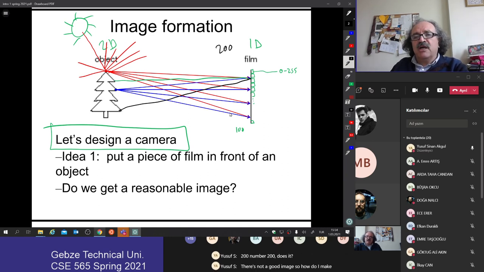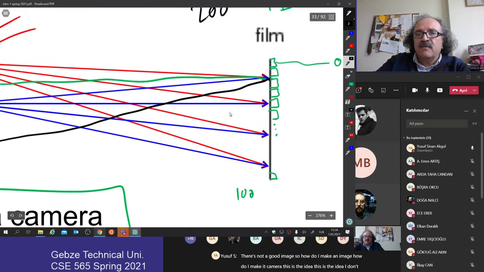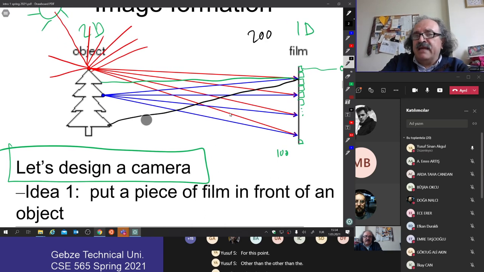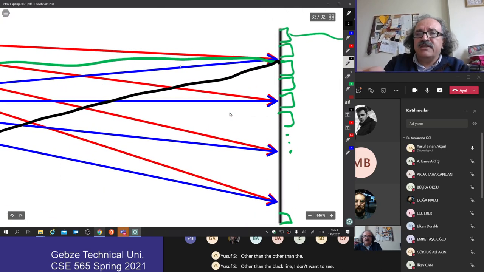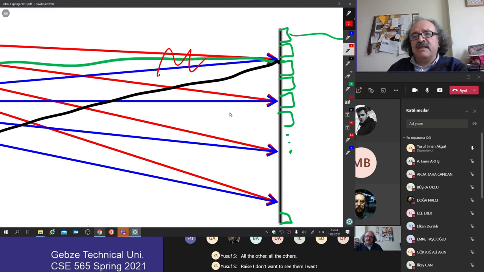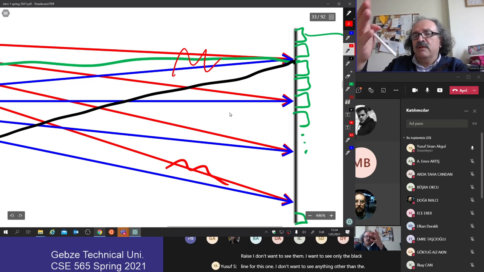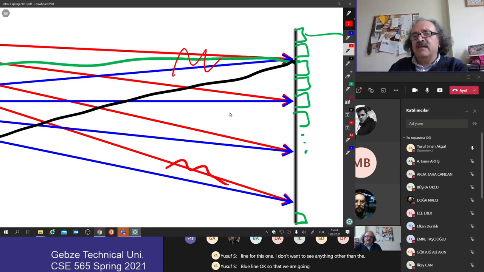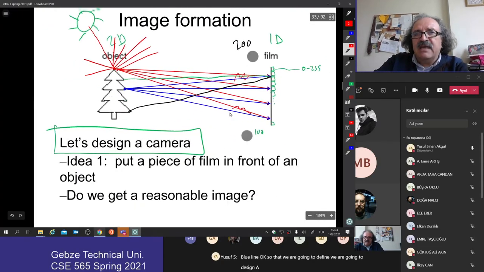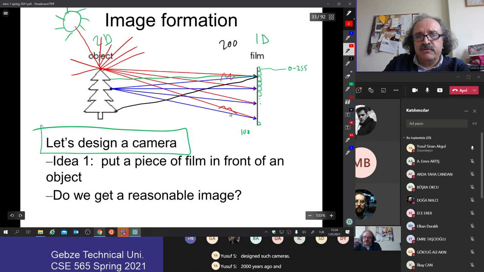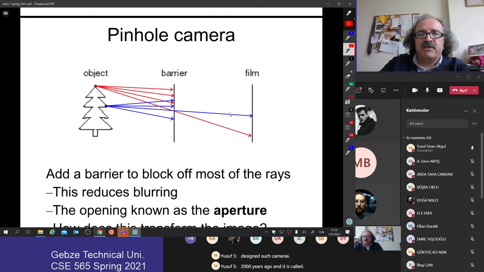So how do I make an image? How do I make a camera? This is the idea. For this point, other than the black line, I don't want to see all the other rays. I want to see only the black line. For this one, I don't want to see anything other than the blue line. So we are going to design a camera like that. And luckily they designed such cameras 2000 years ago, and it is called a pinhole camera. This is the idea, very simple.